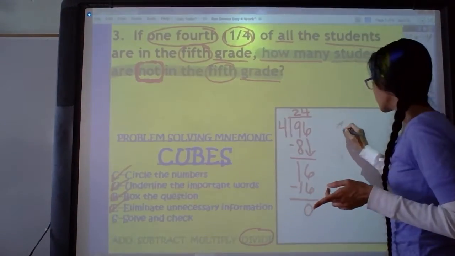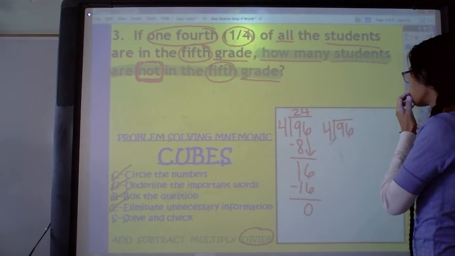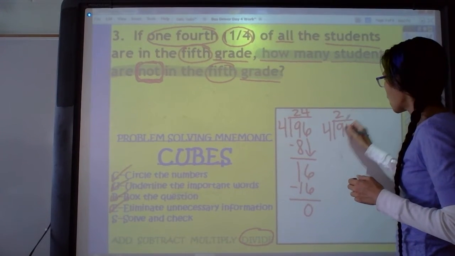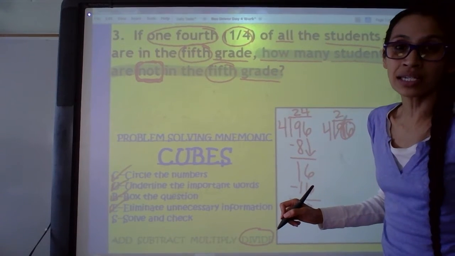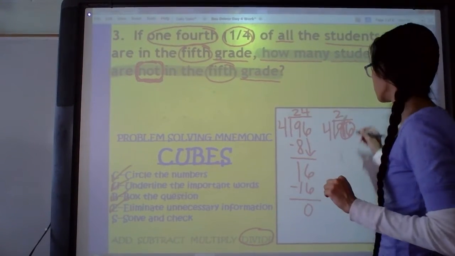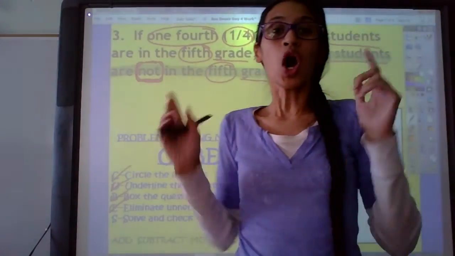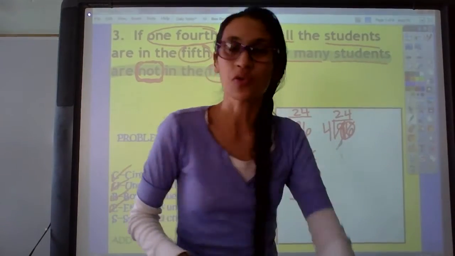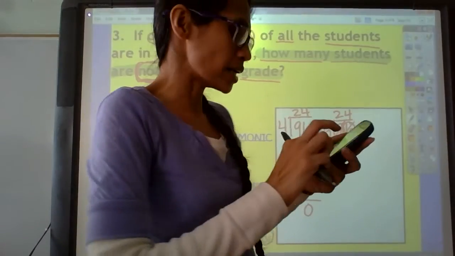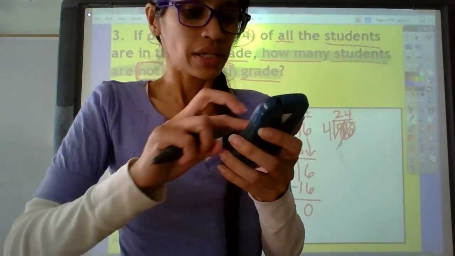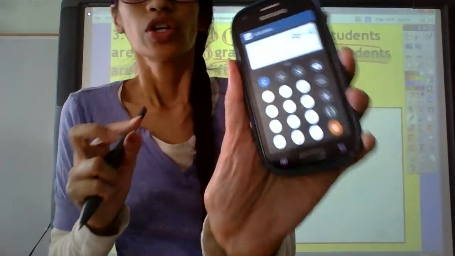Let's do that. 96 divided by 4. 4 goes in 9 2 times. How many's left? 1 left. And now that's a 16. 4 goes into 16. We just did that, 4 times. Nothing left. So the answer is 24. The answer to that is 24. And let's check our calculator before we move on. Let's see. 96 right there divided by 4 right there equals 24.